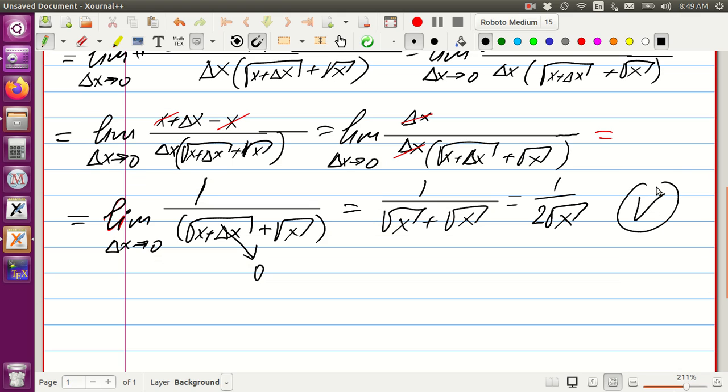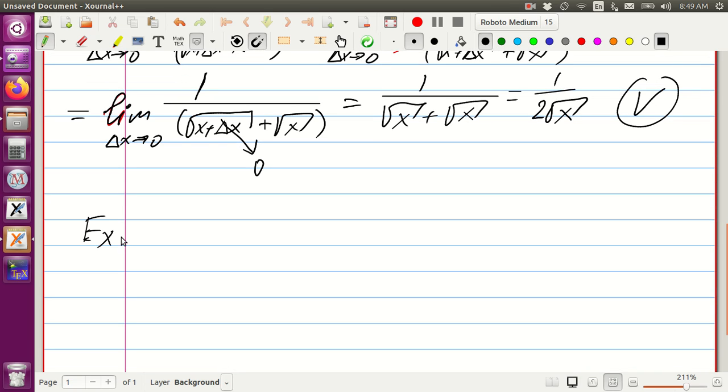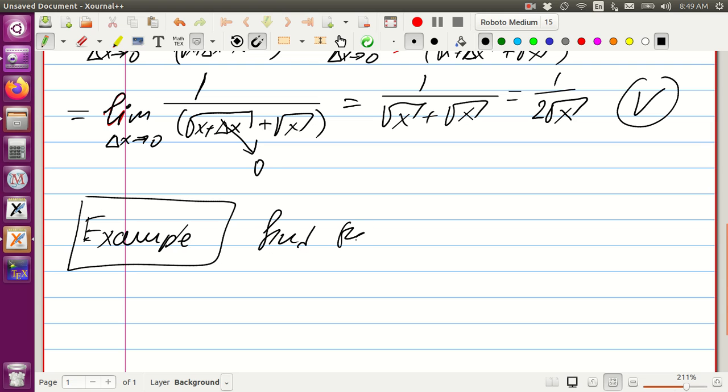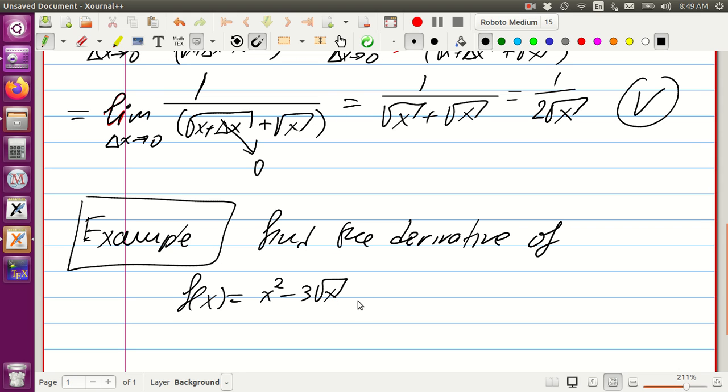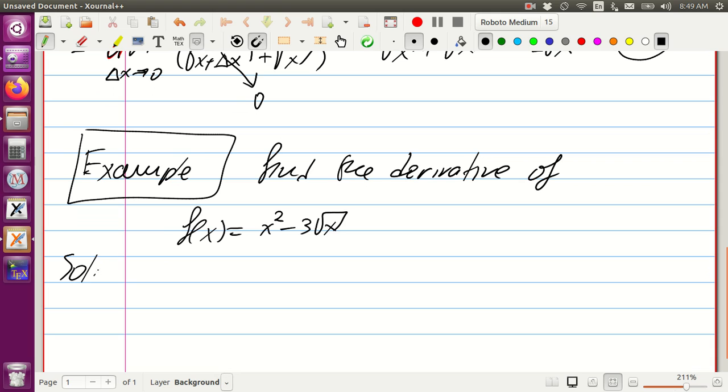So we proved this rule, and can we do a short example? Sure. If someone asks us to do this example, find the derivative of f of x, which is equal to x squared minus 3 square root of x. So what would be the solution for this exercise?